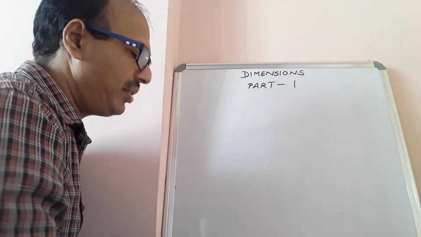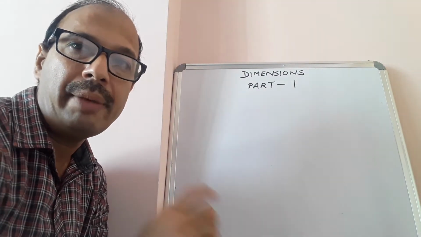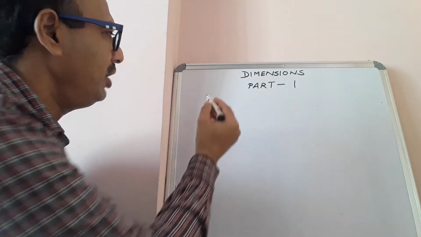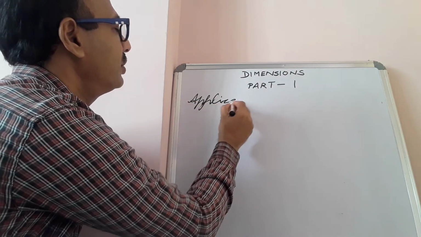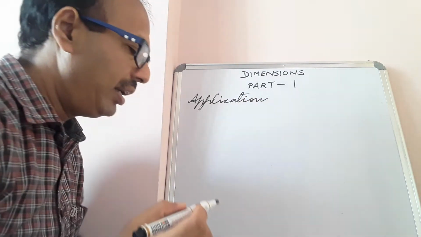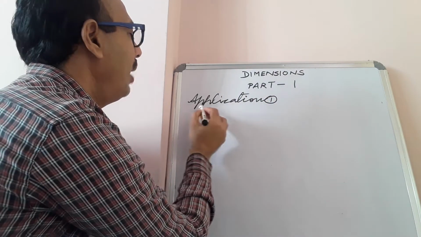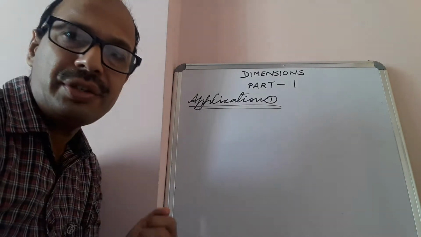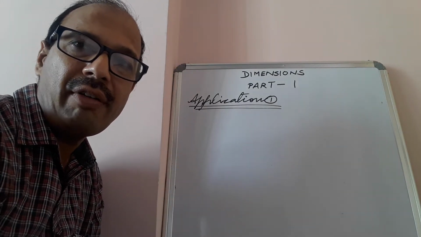Now here we will see its applications. What are the uses of dimensional formula or dimensional analysis? Applications, we will learn that under the subheading applications. Here 5 applications are there. So the first one, Application 1. It is used to find the unit of a derived quantity.